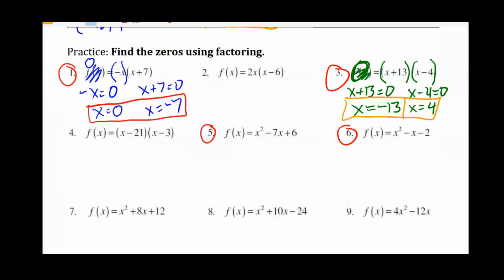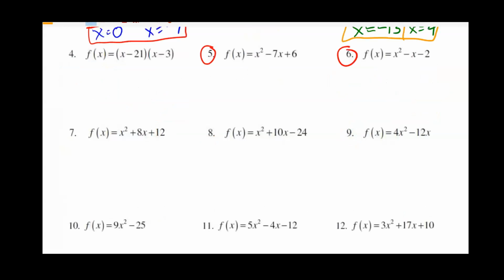Okay, on number 5, we have a lot of these. On number 5, we need to factor that first. So 0 equals, let's see, multiplying to positive 6, adding to negative 7, x minus 1, x minus 6. Those are my factors that work for that. So then x minus 1 equals 0, x minus 6 equals 0, each factor equal to 0, x equals 1, x equals 6.